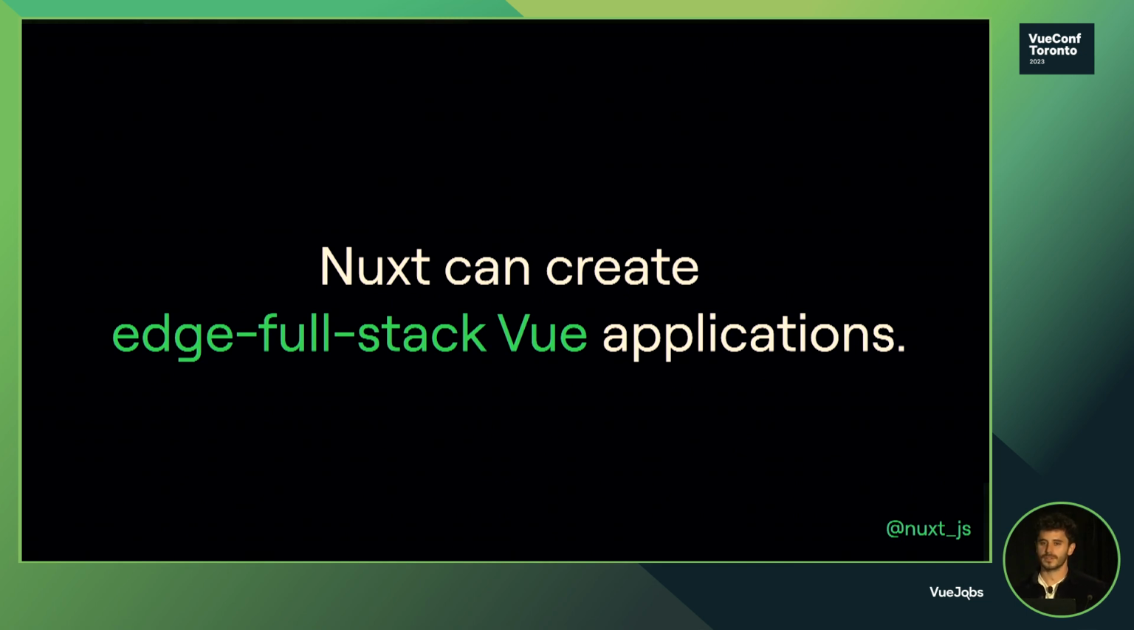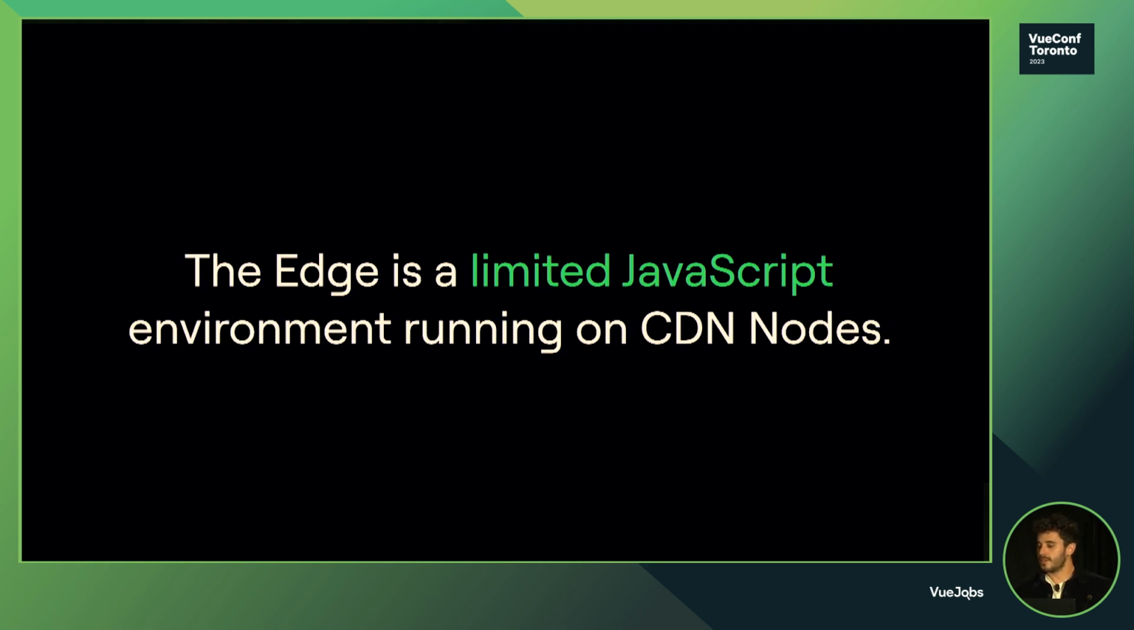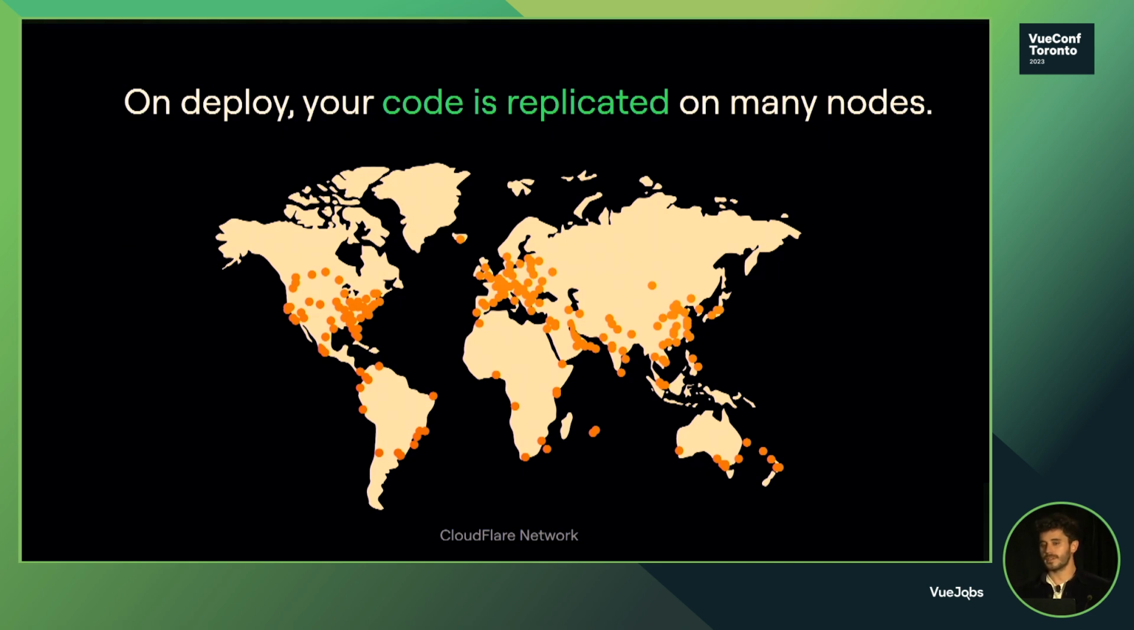I do like to invent a word every year. And edge is a new paradigm that I really love, and it's quite similar to server-side rendering when I talked about it 7 years ago. The edge is a limited JavaScript environment running on CDN nodes. So you know when you publish on a static hosting, it's replicated everywhere, and it's super fast. And it's similar, but being dynamic. Like I said, once you deploy, it's replicated on all those servers, also called nodes.